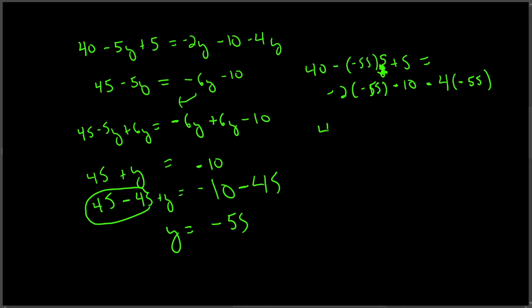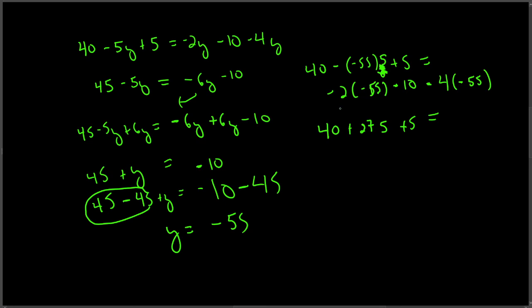I think I'm scared of this multiplication. So 5 times 5 is 25. Carry my 2. 5 times 5 is 25. I have the carried 2. So 275. And a minus would give me a plus. So my left-hand side is that.